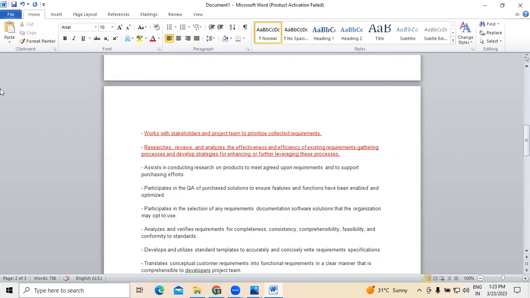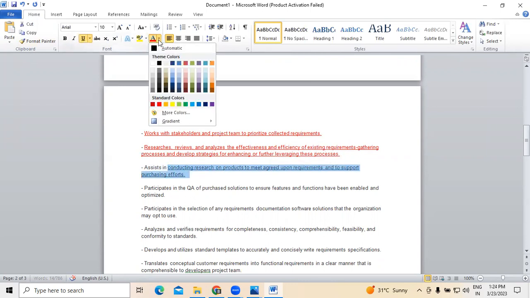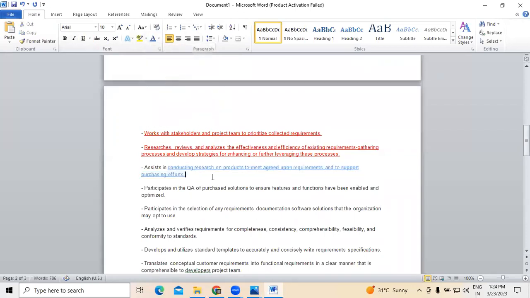At the same time, assisting in conducting research on the products to meet agreed upon requirements. This is not required for every project, so it depends on the project. If any kind of research is required for that particular product, this is where, being a BA, you'll be allotted.